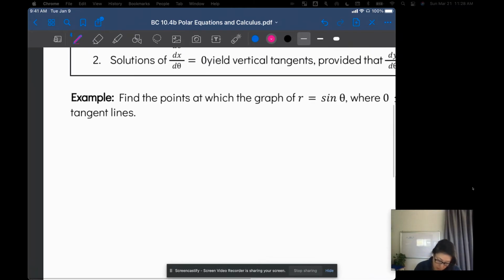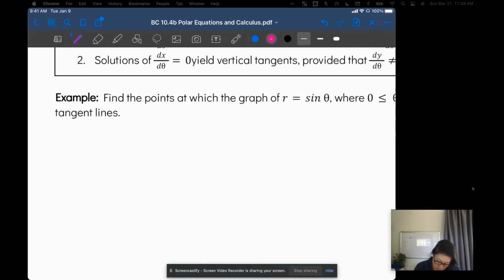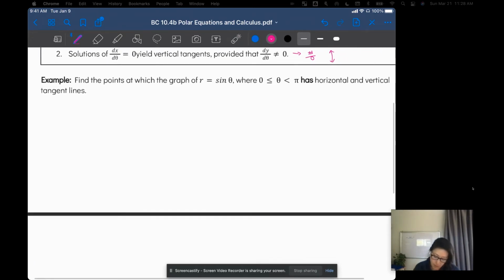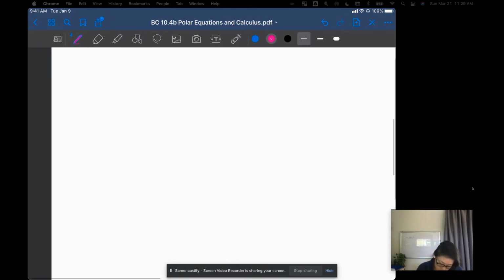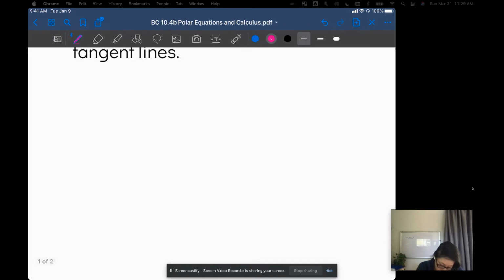So we need to start by finding the points at which the graph of r equals sine theta, where 0 is less than or equal to theta, which is less than pi, has a horizontal and vertical tangent line. I wrote that weird. Okay, what we're doing is finding the points where the equation has a horizontal and vertical tangent line. So I'm going to start with r equal to the sine of theta. I know I need dr/d theta, so that is cosine of theta. We're going to hold that for later.